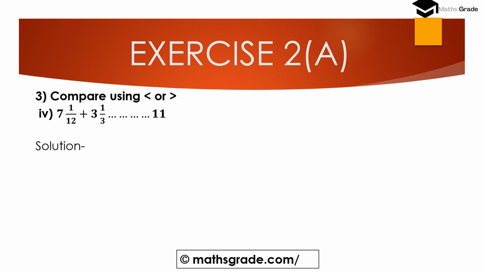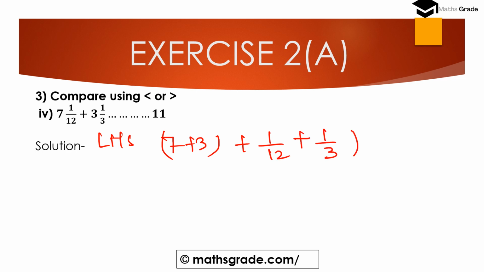Now question number 4th bit. 7 1 divided by 12 plus 3 1 divided by 3 dash 11. First left hand side ka add karo ye mixed fraction. Yahan pe first whole number add kar do, 7 plus 3. Add the whole number first, then add the proper fraction, 1 divided by 12 plus 1 divided by 3. 7 plus 3 is 10. फिर यहाँ पे LCM निकालो 12 and 3 का.